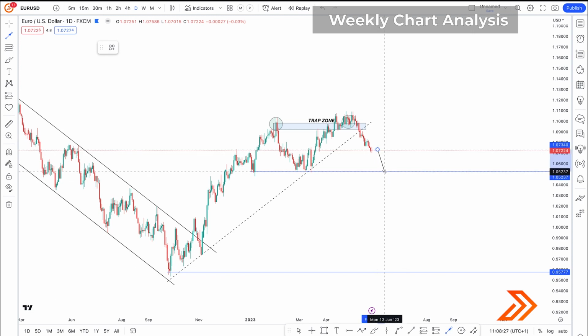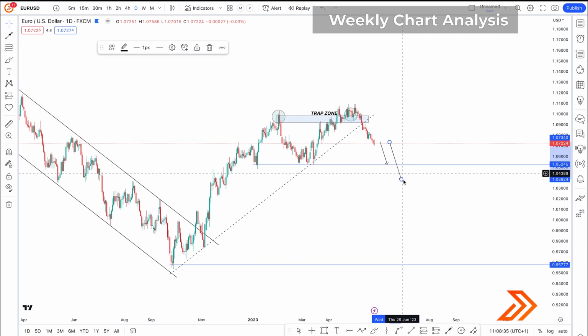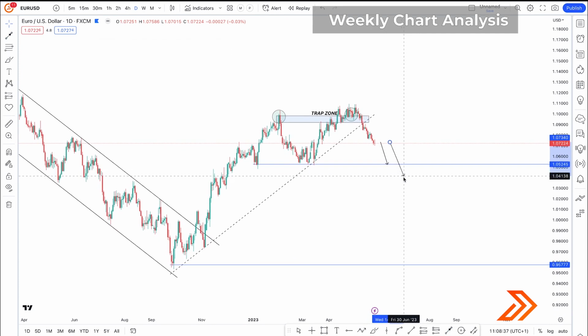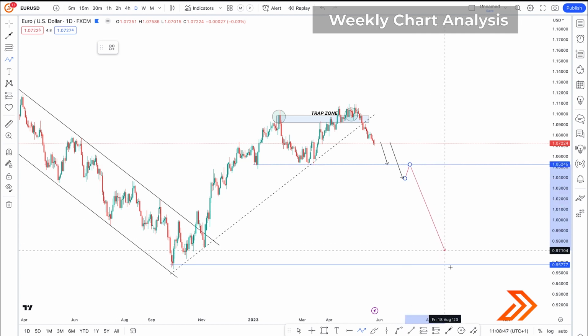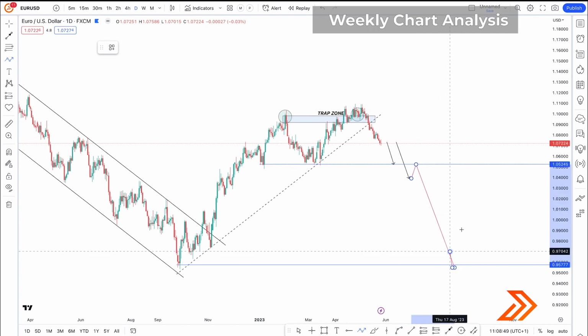Once we have a test of this low, I'm expecting price to further break this low, and then go back up. Once this low has been broken, I'm expecting price to go back up here, retest this resistance zone that has been broken, and then we have a further impulse move down. So that is what I will be expecting to see on Euro USD for this week.